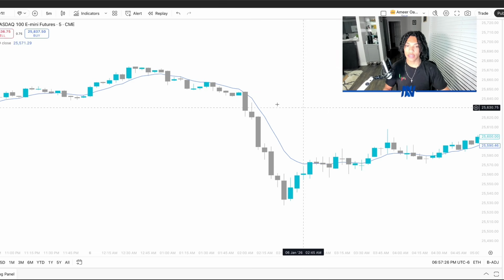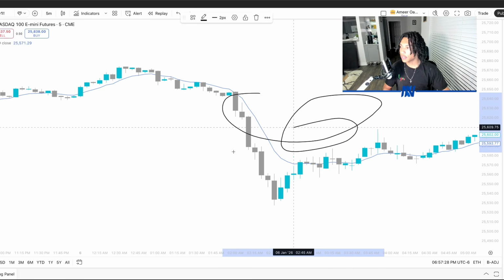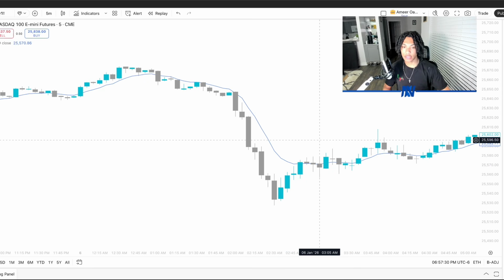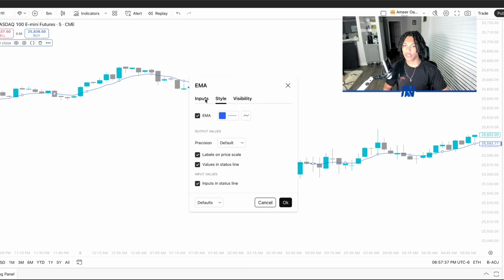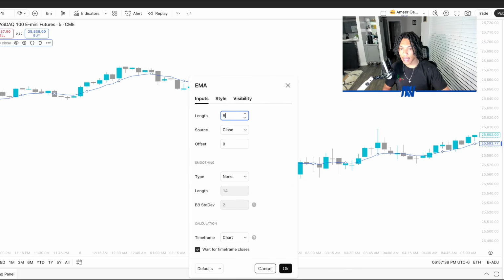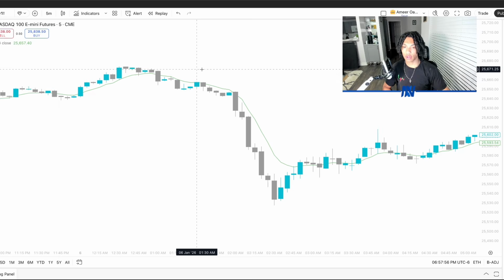We're not going to add anything else to the charts. We're not going to squiggle anything. We're not going to do anything like that. This is all we're using. The only thing that you have to change is whenever you go to the source, you're going to change the inputs from 9 to 8, and then make sure the source is set to close, and then boom, that's it. That's all you need on the charts.